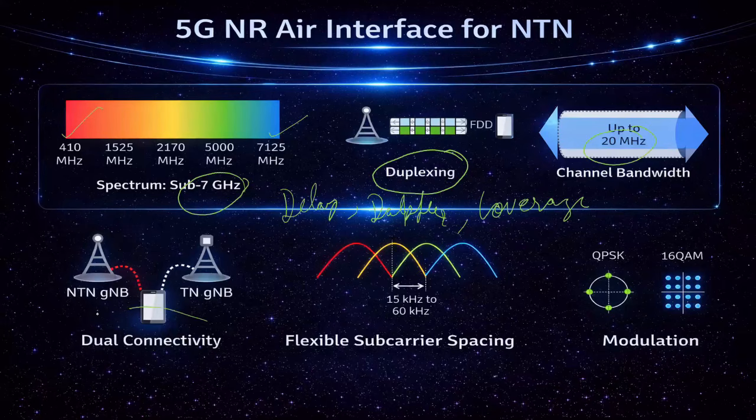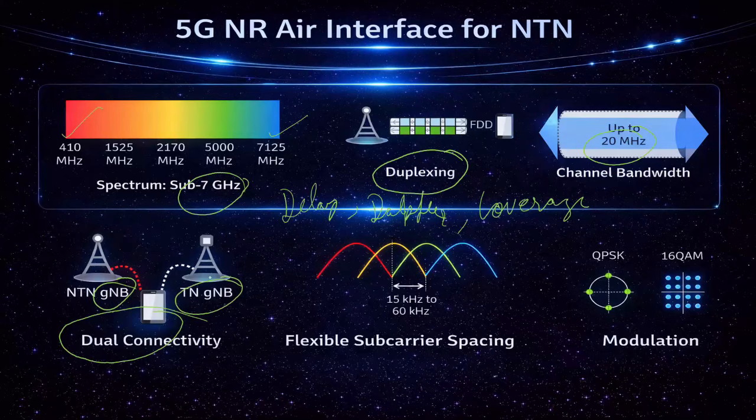Then you have dual connectivity. NTN also supports dual connectivity between gNodeB and NTN gNodeB. This means the user device can connect to both the terrestrial network and the non-terrestrial network simultaneously. This provides reliability and ensures seamless service continuity.